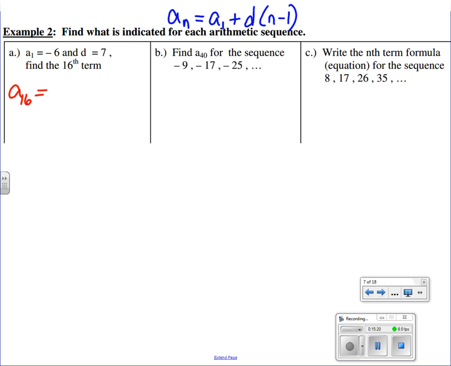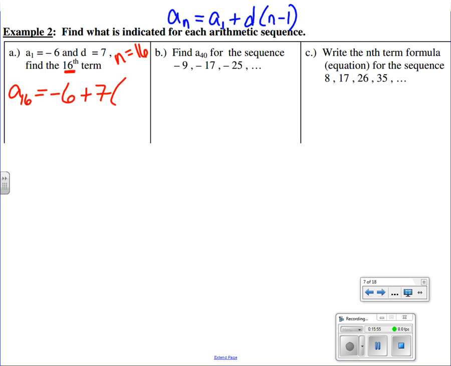So A16. What do I put in instead of A sub 1? Negative 6. I'm plugging that straight into the formula. Then I'm going to put a plus. Okay, so for D, don't get ahead of me, hold on. So for D, I'm putting in 7. I'm just plugging in what they gave me. Now here's what we haven't talked about yet. This N is whatever term they want. So N in this case is 16. N is 16.